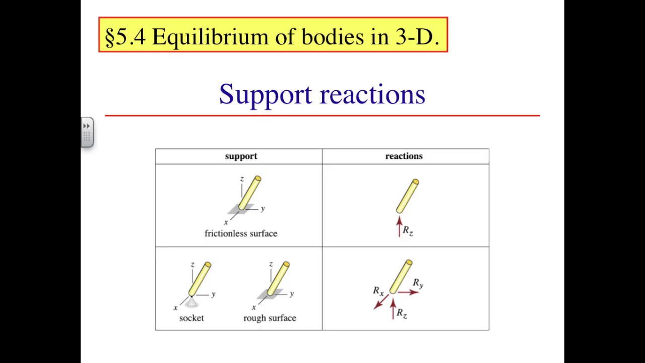A rough surface does not prevent translation in the plane of the surface, but it does offer resistance to movement along the surface, and so it also has three force reaction components. One normal to the surface, and the two associated with frictional resistance in the plane of the surface. Even though the nature of the force components differs between the ball and socket and the rough surface, the number of reaction force components is the same.